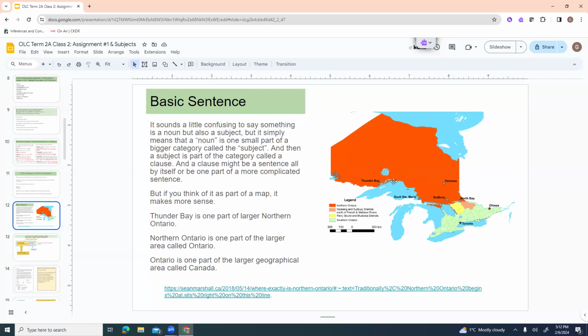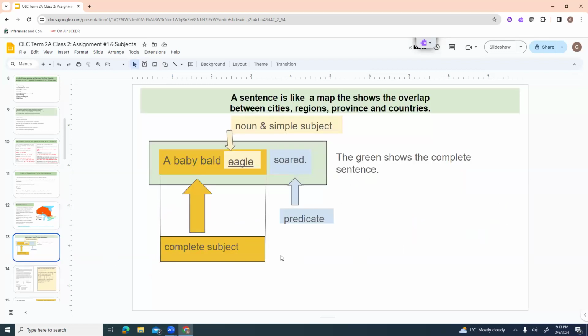So let's say I'm looking at Thunder Bay, right? Thunder Bay is one small part of larger Northern Ontario. And Northern Ontario is one small part of a much greater area called all of Ontario. And then Ontario is one small part of Canada. So when we're comparing parts of a sentence versus parts of speech, that's why a word can seem to have two different jobs.